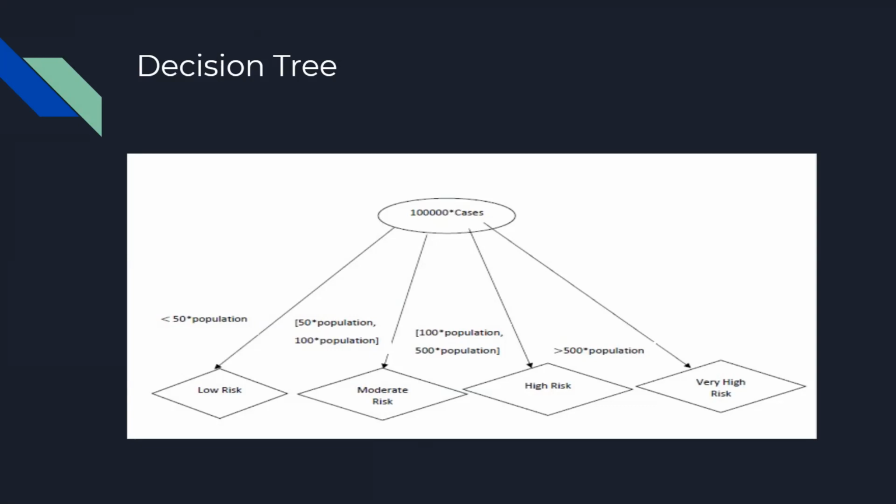And if the amount of cases is in between the set 50 times the population or 100 times the population, then it's moderate risk. And for high risk, it has to be in the range of 100 times the population or 500 times the population. And then for the very high risk, it has to be greater than 500 times population to be classified as very high risk.